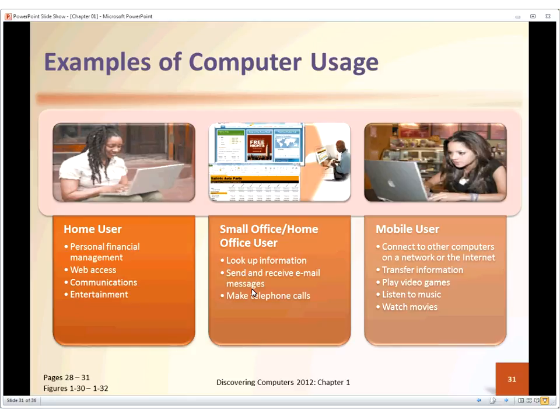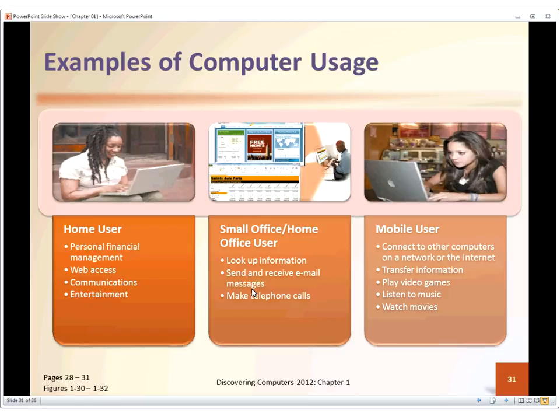There are small office or home office users. So this is kind of my home office. I use this for conducting work as well as doing my personal business in here. But we have other needs, right? And use computers differently. Send and receive emails, look up information, make telephone calls, all on my computer.